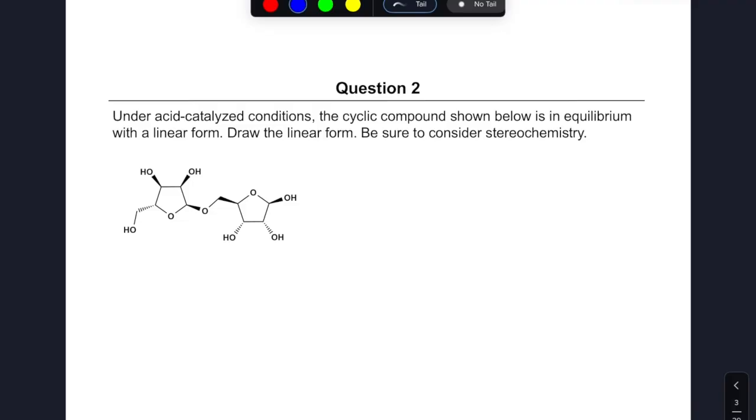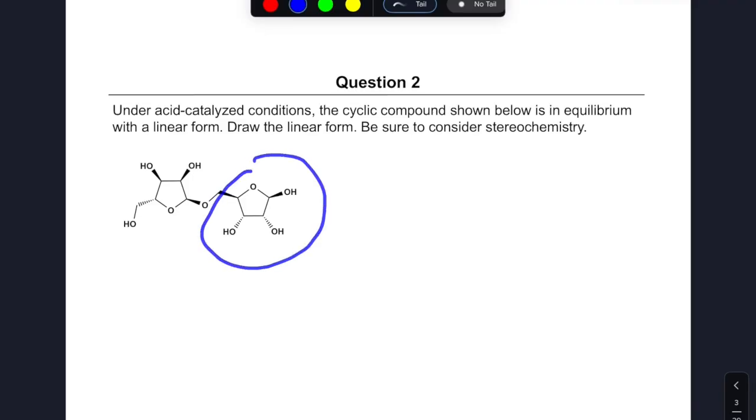Okay, for question 2, we're asked to look at this compound under acid catalyst conditions and basically hydrolyze it. We're asked to break this compound down to draw the linear form of this once it can open up. Now, this is similar to a couple questions we provided on the problem set. If you notice, you should recognize this as a carbohydrate.